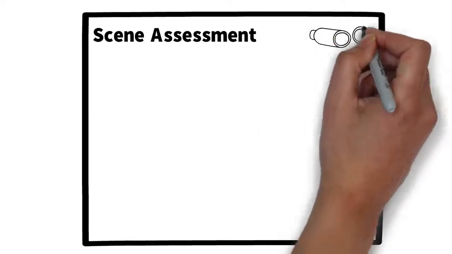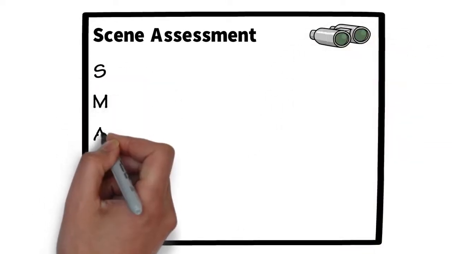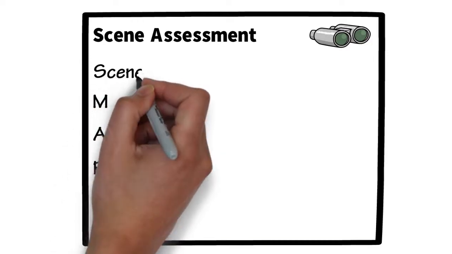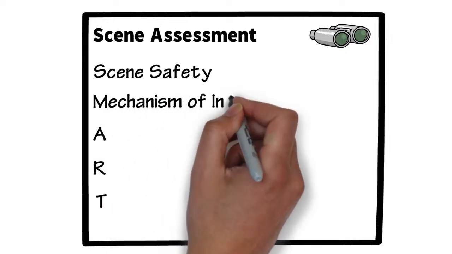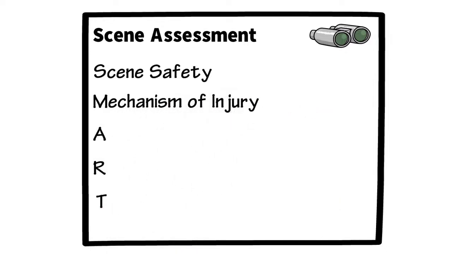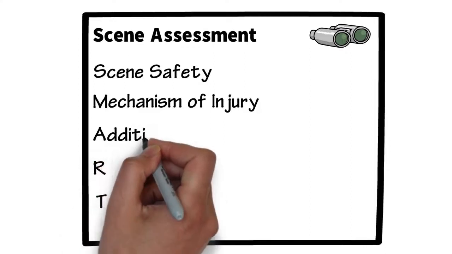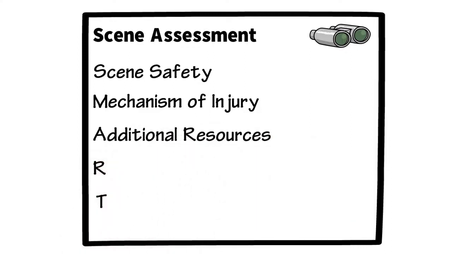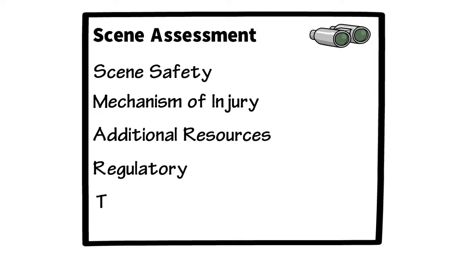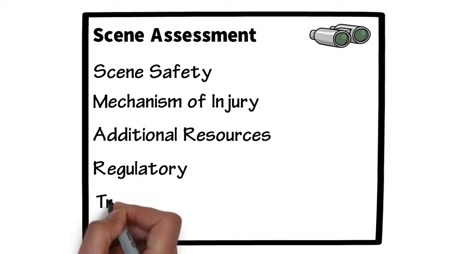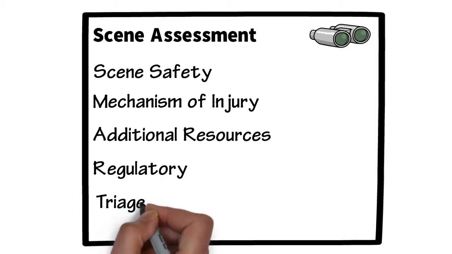So initial scene assessment. For this, you'll be using a SMART approach. First we're looking at scene safety, and this includes appropriate personal protective equipment or PPE, infection prevention and control, and any dangers to you or those around you. For mechanism of injury, we need to include C-spine and catastrophic haemorrhage. You'll also need to look at additional resources, so at this point you should request help in whatever form you deem necessary. Regulatory includes any DNARs, advanced directives, or recognition of life extinct situations that may be present. And triage, is this your only patient?